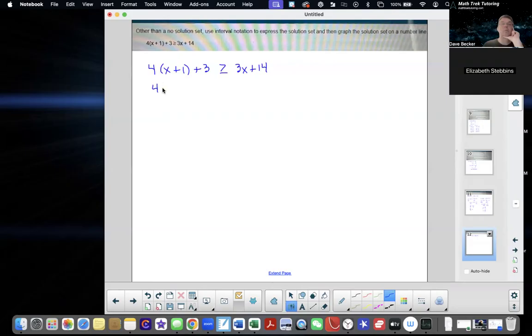Subtracting from both sides, that's not multiplying or dividing. So you don't flip it when you subtract, only if you multiply or divide by a negative. So like if I was dividing by a negative, it would be less than or equal to? Yep.